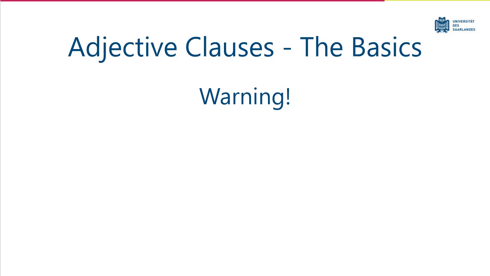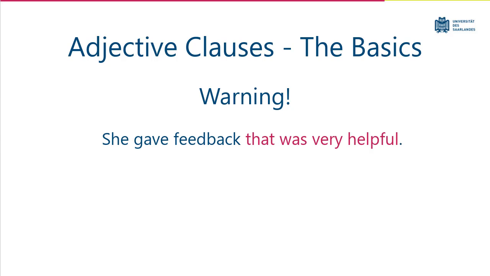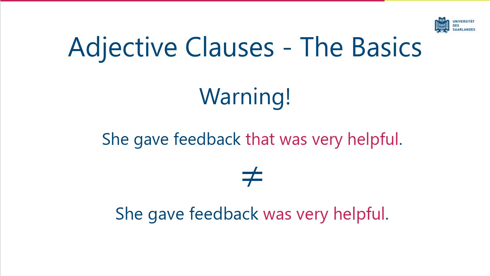A word of caution though, we can't leave the relative pronoun out if there is no object in the clause. For example, the sentence, she gave feedback that was very helpful, could not become, she gave feedback was very helpful.